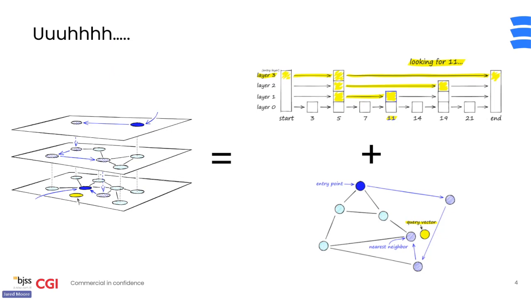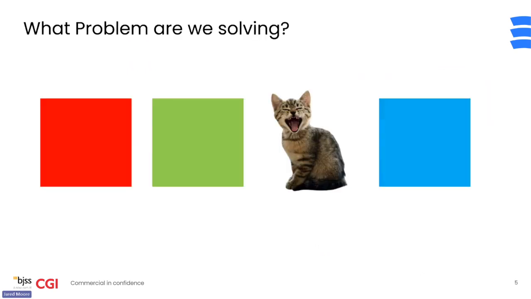So to understand the solution, the first thing you need to understand is the problem. So we'll take a step back and look at why do we need this sort of solution? We have four concepts here: red, green, cat, blue. Can anybody tell me which one of them is the odd one out?